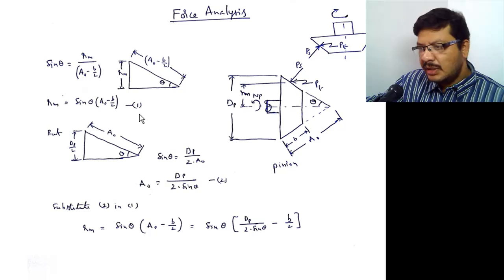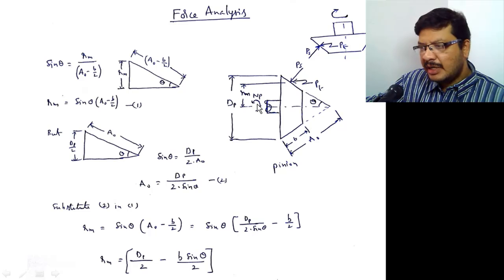Substitute this A0 value in equation 1. After substitution, in place of A0, you substitute it, and it will be something like this. Then multiply this with this sin theta. Then the Rm value will be DP by 2 minus B sin theta by 2.